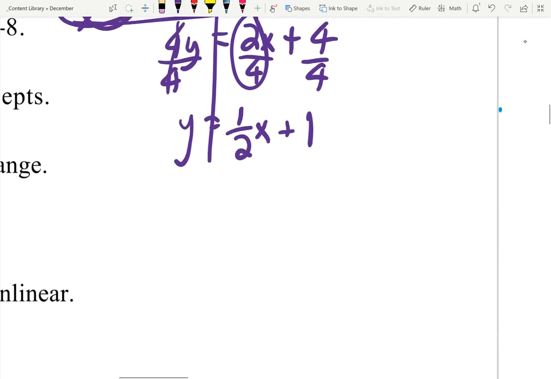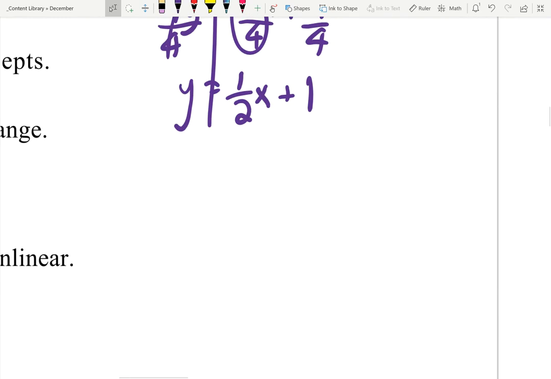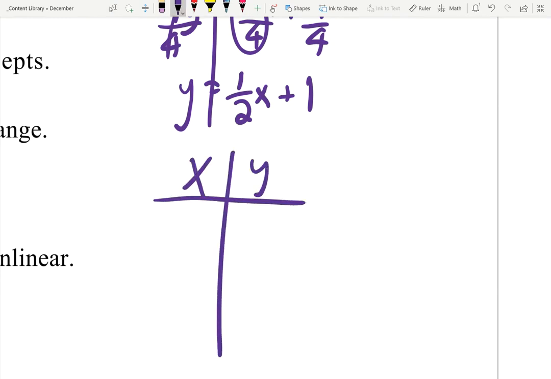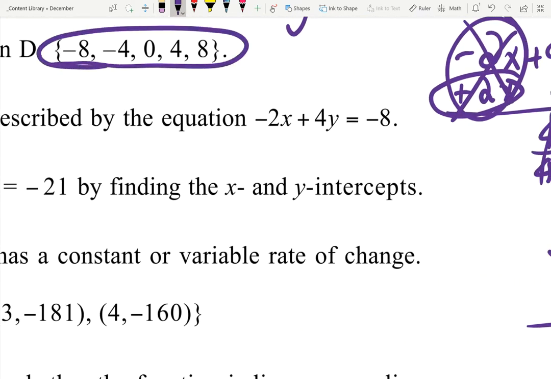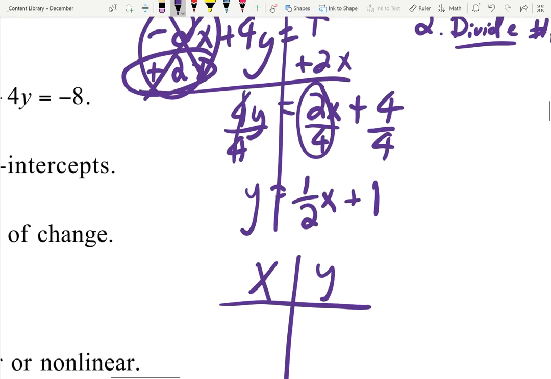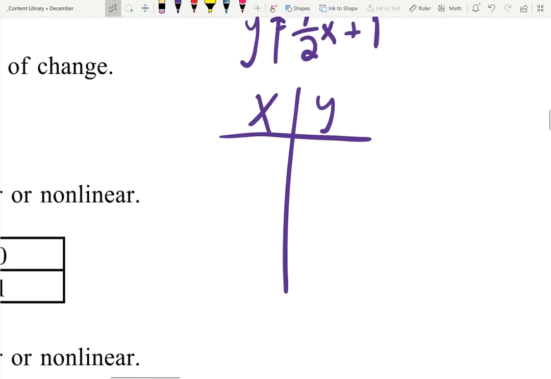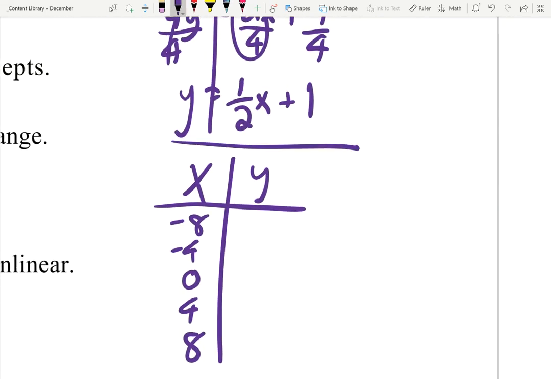Now what we're going to do is create a table of values, x and y. Okay, now the x numbers are given to us already. They're from this domain, right? -8, -4, 0, 4, 8. Those are the x values that we are told to plug in. So now we can use the function that we just got and plug in these numbers for the x value and evaluate and see what the y value is.